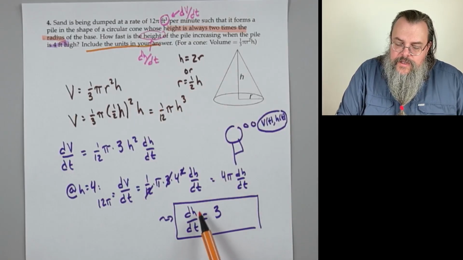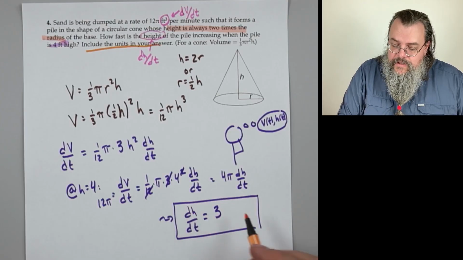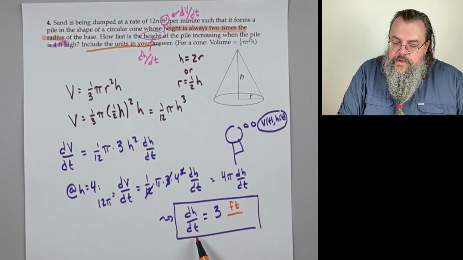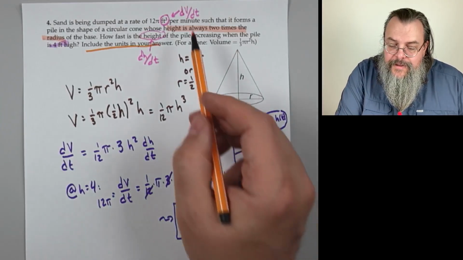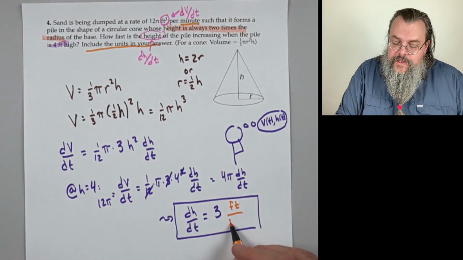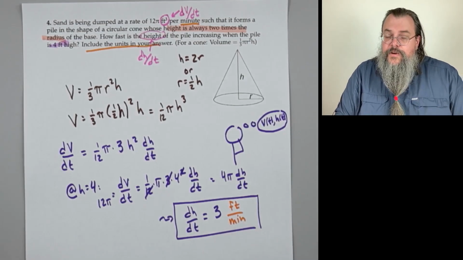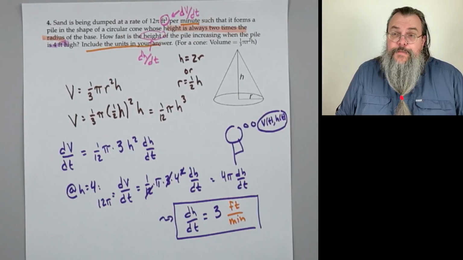Well, the key is, what are the units of h? It's feet. So we say, okay, units of h, feet. What are the units of t? That's our time. What time scale? Seconds, minutes, hours, days? Minutes, because it tells us right there. So feet per minute. So the height is increasing at a rate of 3 feet per minute. That's it. We're done.